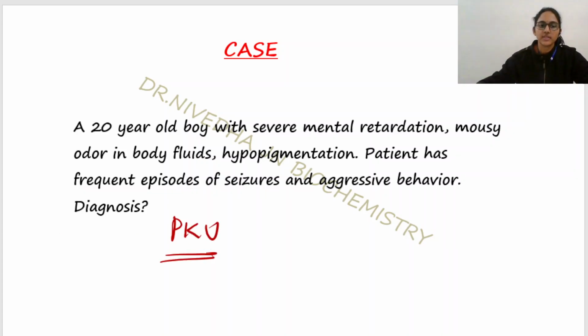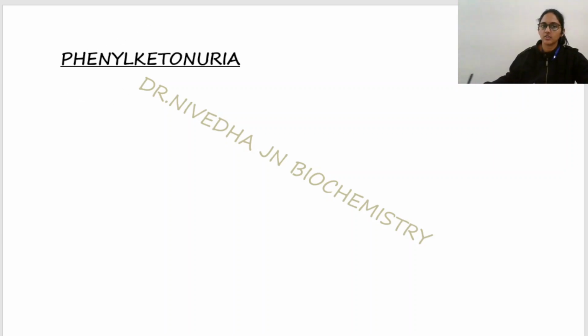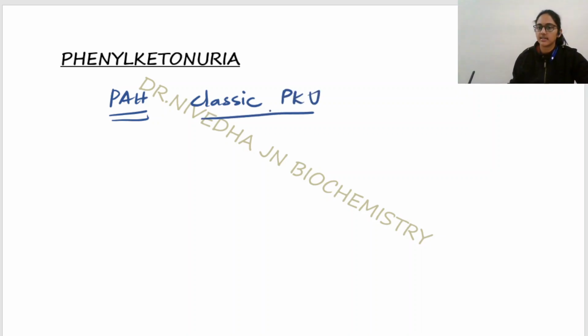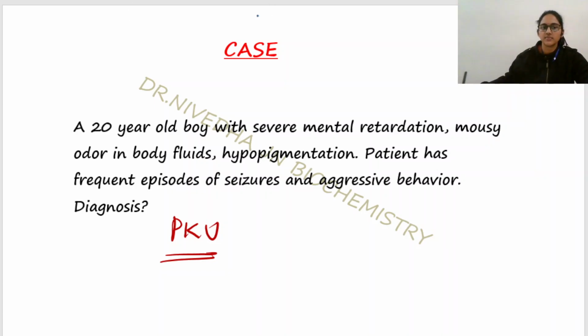So what is the cause of phenylketonuria? The cause is deficiency of phenylalanine hydroxylase. That is classical phenylketonuria. Why do we call this phenylketonuria? Because we can see there is severe mental retardation, there is mousy odor in the body fluids. So what is the reason for this mousy odor in body fluids? It is because of the accumulation of phenylketones.